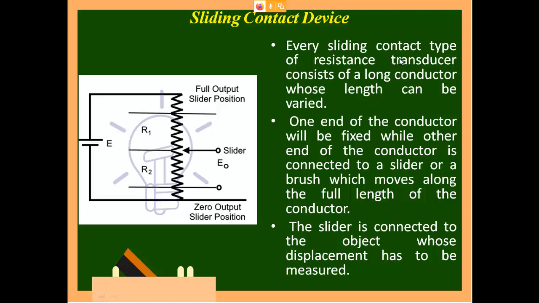So every sliding contact type of resistive transducer consists of a long conductor whose length can be varied. So this length can be varied. One end of the conductor will be fixed, while the other end of the conductor is connected to a slider or a brush which moves along the full length of the conductor. So it can move along this full length. The slider is connected to the object whose displacement is to be measured. So we will connect it here. So when it moves up and down, we are able to measure the displacement. So we have done the first type of sensing device.